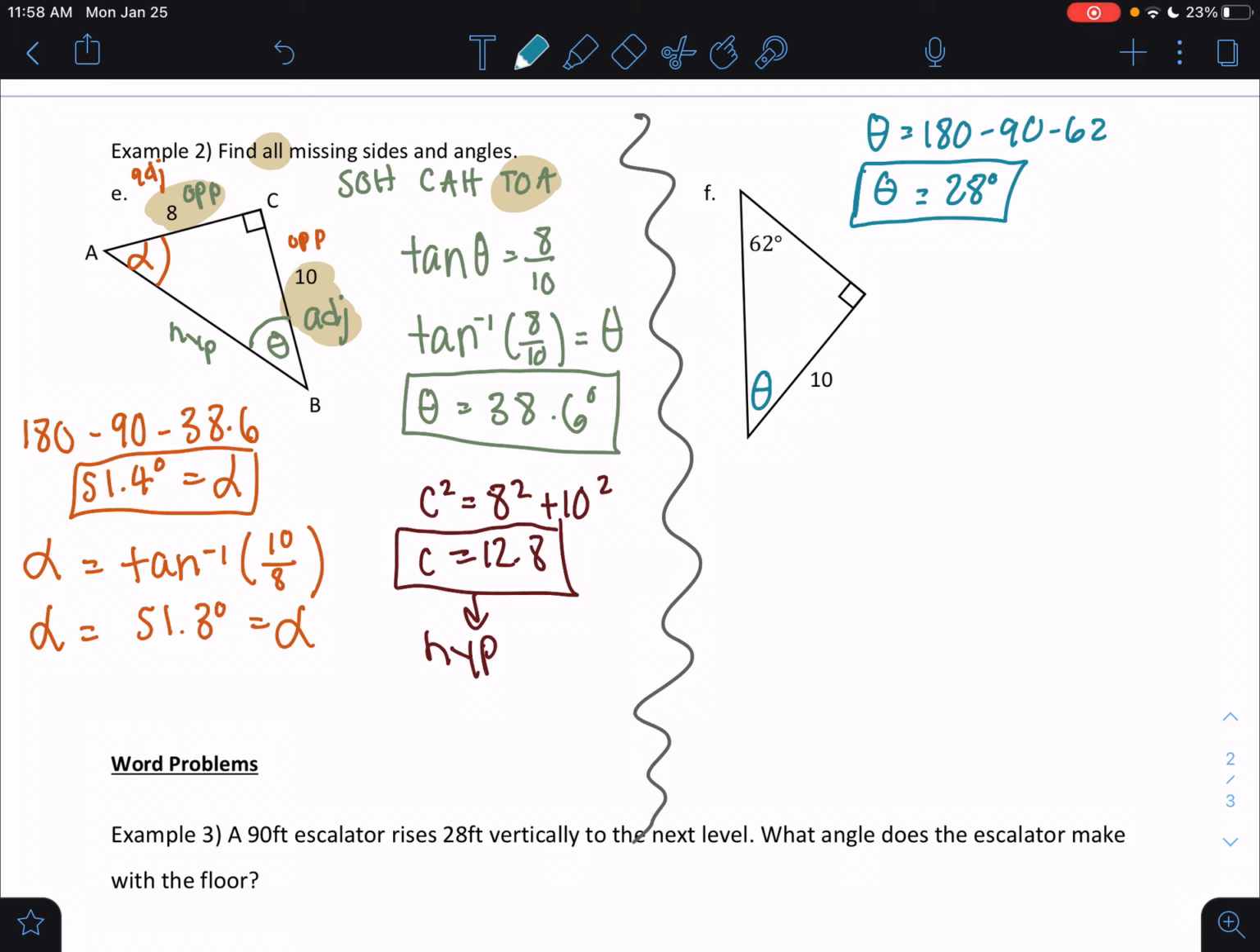Now we need to find all the side lengths. We're given 1. I am going to go with the 62 degrees because that one was already given to us. And let's say you accidentally made a calculator mistake and you went with this one, the 28 degrees one, then all of your calculations will be wrong if you messed up on the first one. So I would always go with what's given. So I'm going to go with the 62 degrees.